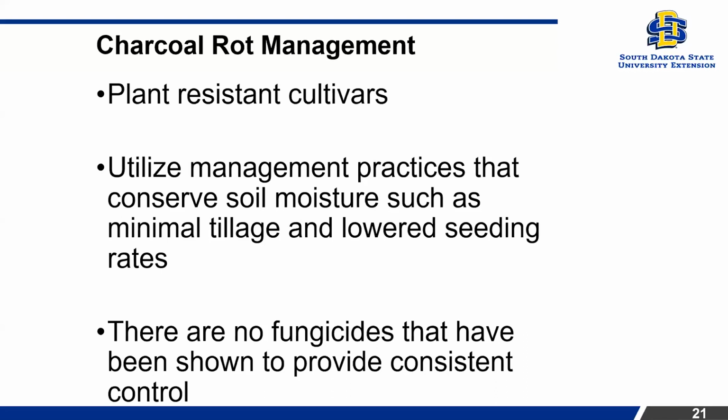So that goes into management. If charcoal rot was a yield loss pathogen for you, you don't want to be rotating with corn because it's not going to reduce disease numbers. It will reproduce on corn and the disease inoculum will build up. So we recommend rotating with a non-host crop such as small grains. There are resistant cultivars to charcoal rot. There are management practices that help reduce the effects of charcoal rot, and that is to conserve as much soil moisture as possible through minimal tillage or no-till, and through lowered seeding rates.